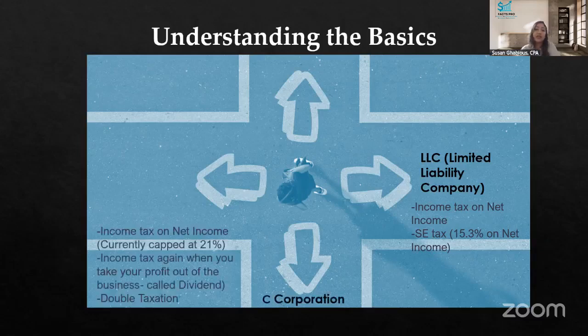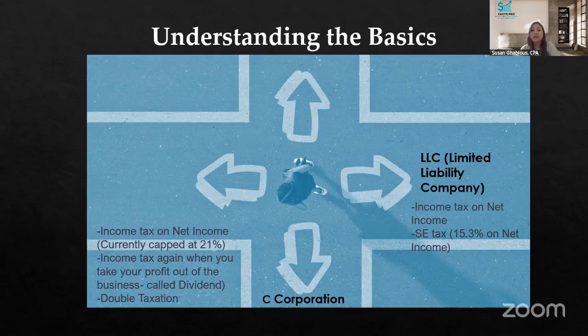Second structure is a C Corp, C corporation. With a C corporation, you pay income taxes on your net income, and currently it's capped at 21%. After the Tax Cuts and Jobs Act, it was capped at 21%. It was way higher before that. And now there are talks about whether it will be brought down to 20% or even 15%. We'll see what's going to happen about that. But currently, it's capped at 21% of your net income.